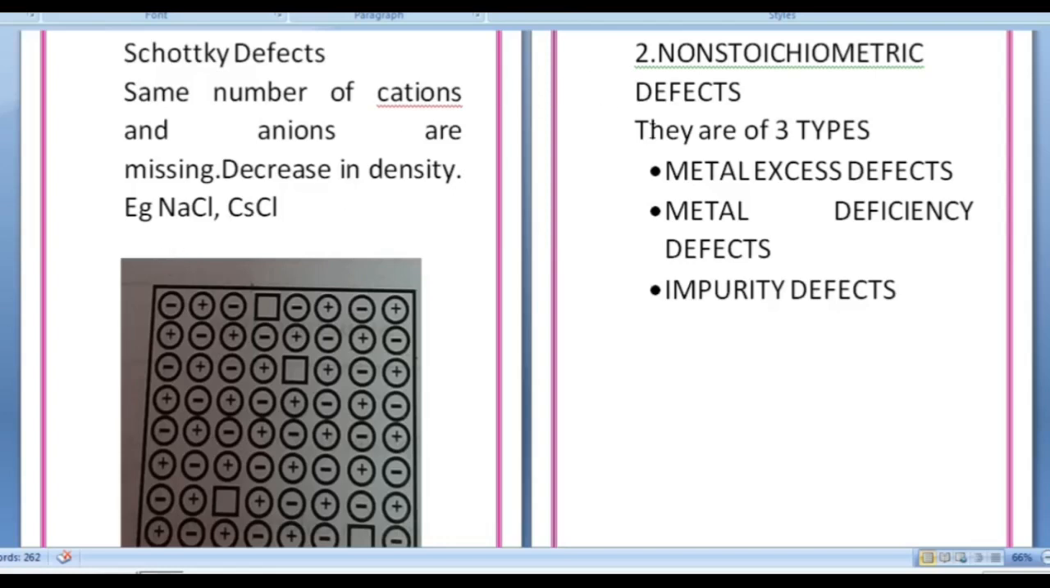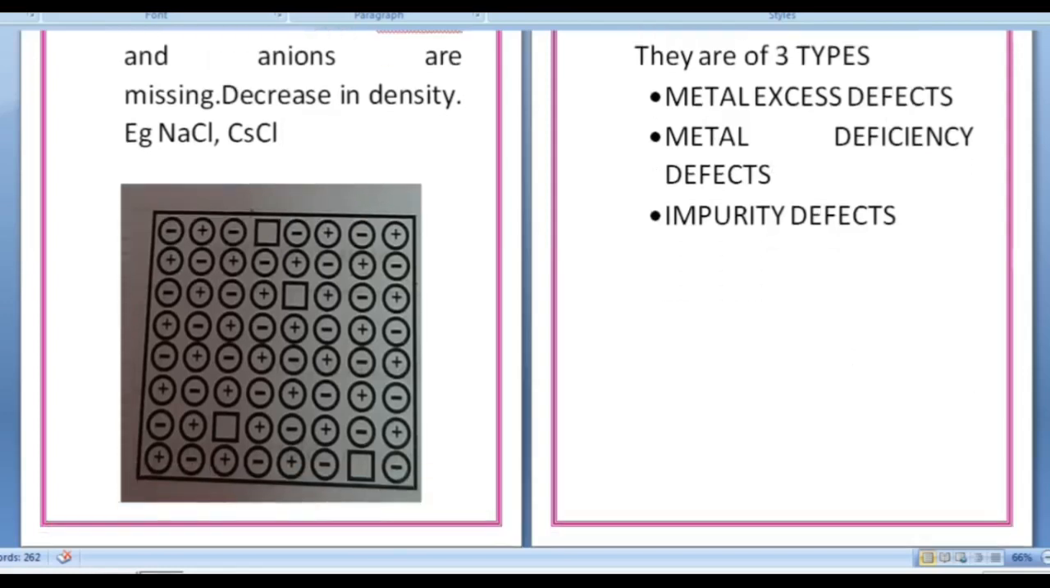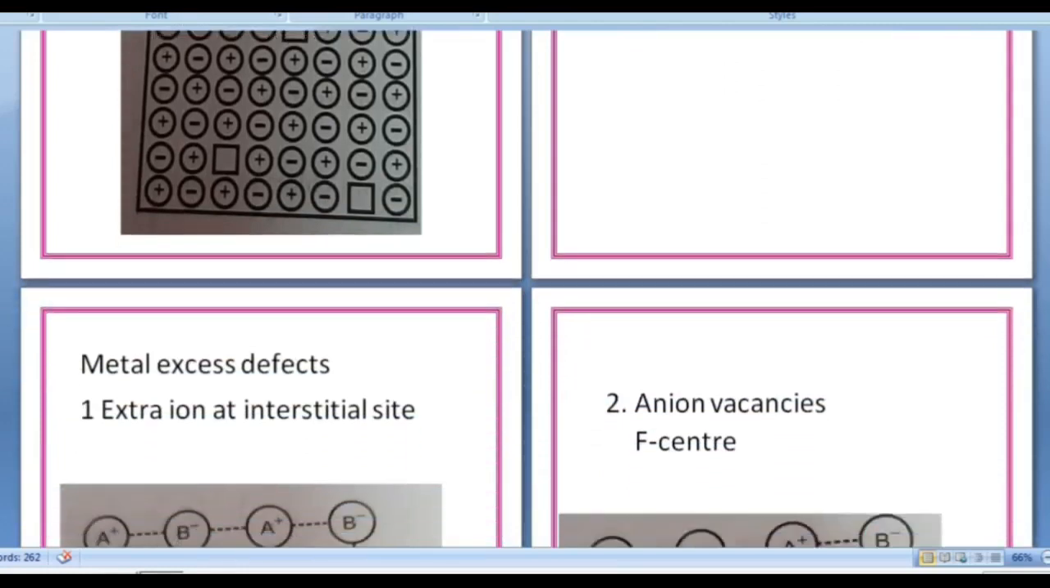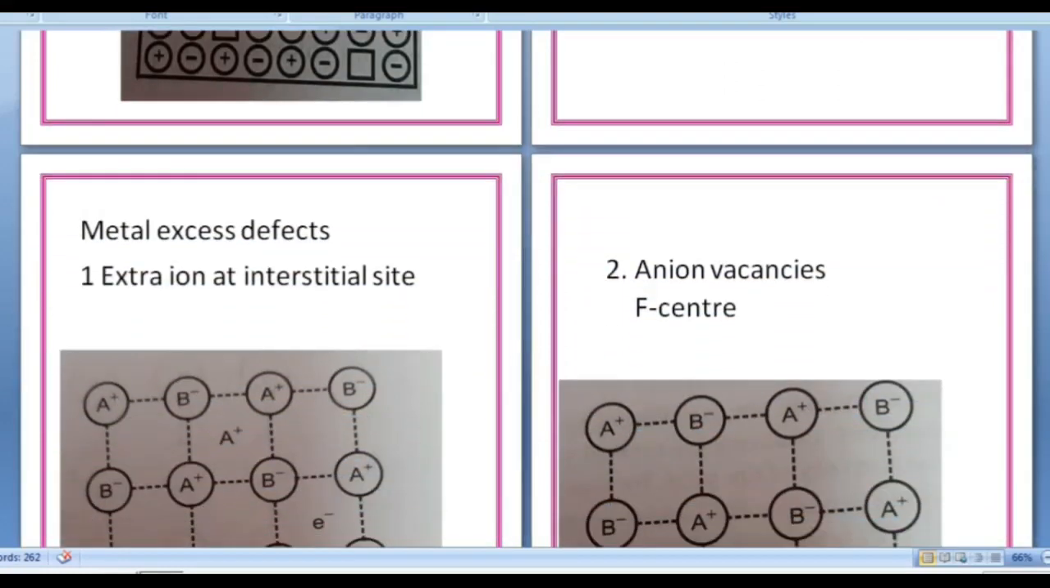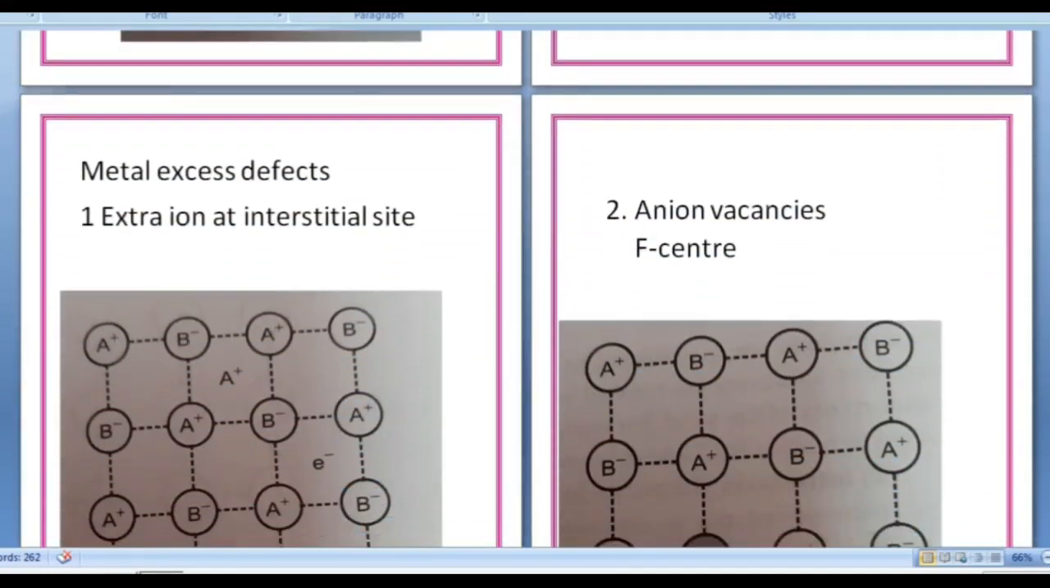The second type of defects are called non-stoichiometric defects. Now they are of three types: metal excess defect, metal deficiency defect and impurity defect. We'll take them up one by one. First is metal excess defect.